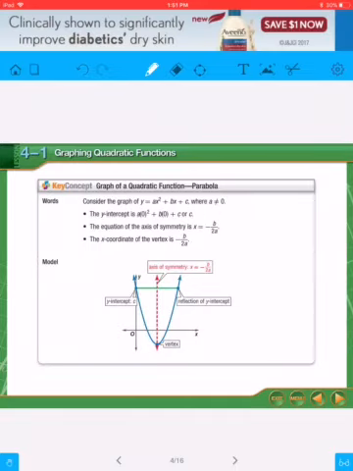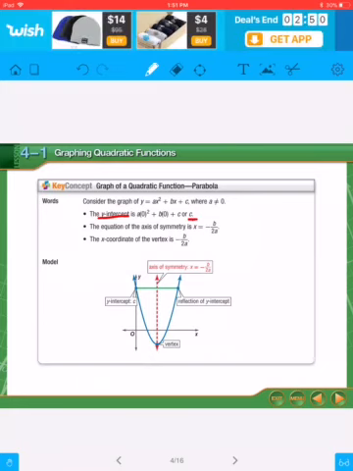Okay, so some parts of the graph of a quadratic that are really important. First up, the y-intercept is always the c. So our graph is always ax squared plus bx plus c. So c is always going to be your y-intercept, where you're crossing the y-axis.